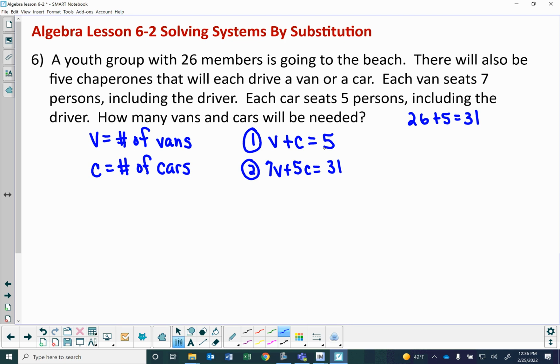So now I'm going to solve one of the equations for a specified variable. I'm going to choose equation 1, obviously, because v and c don't have any coefficients in front of them. And it doesn't matter if I solve it for v or I solve it for c.